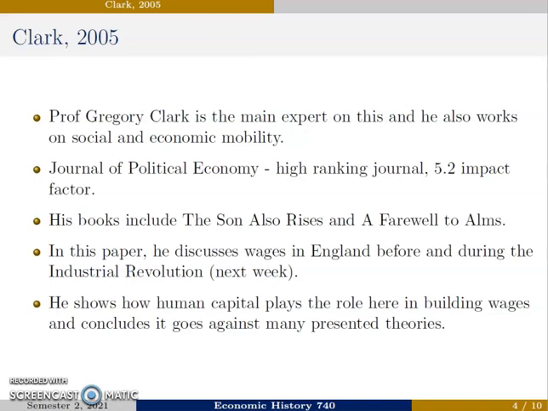Two of his books, more on social and economic mobility, include The Sun Also Rises and A Farewell to Arms. In this paper specifically, he discusses wages in England before and during the Industrial Revolution. He looks over a long period, which again relates to our history. Then he shows how human capital plays a role, focusing on construction wages or building wages. And he concludes that the data contradicts some of the many theories.